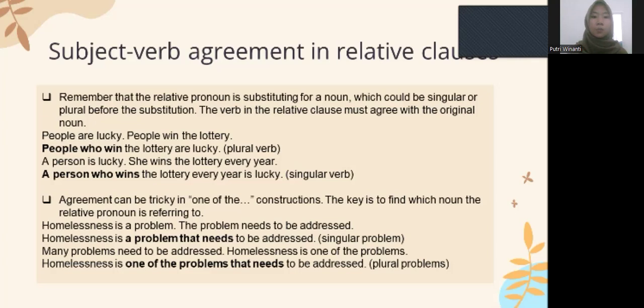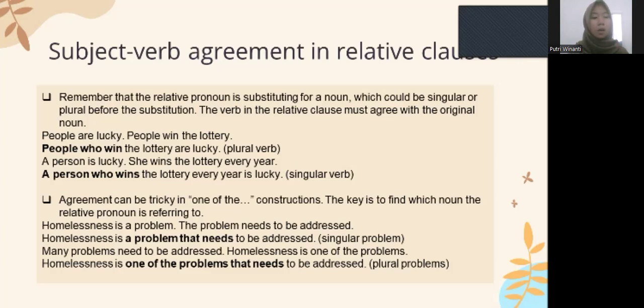Itu adalah bentuk plural verb. And a person is lucky, she wins the lottery every year. A person who wins the lottery every year is lucky. Itu adalah bentuk singular verb. Agreement can be tricky in one of the constructions. The key is to find which noun the relative pronoun is referring to.